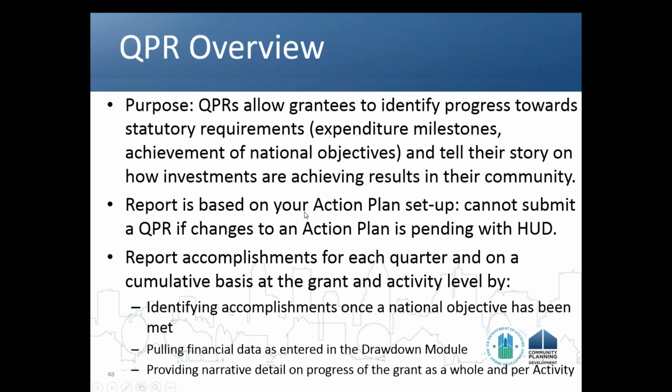Again, you're going to be reporting your accomplishments for each quarter, and that's going to happen on a cumulative basis at the grant and activity level, as well as at the more detailed level of what's happening per quarter. So again, you're going to identify your accomplishments once a national objective has been met. You're going to be pulling financial data as entered into the drawdown module. So all the information you entered in the drawdown module last quarter is going to be pulled into your QPR automatically. Then you're going to want to provide narrative detail on the progress for the grant as a whole, and also for the activities that are salient to that quarter.